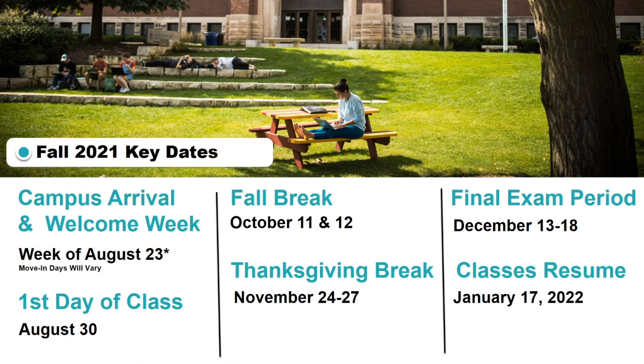Last, we're going to talk about some key dates for fall of 2021. The main thing to keep in mind now is that campus arrival will be the week of August 23rd, and the first day of classes will be August 30th. You'll find out the exact date you will be moving in and receive a packing list later in the summer.